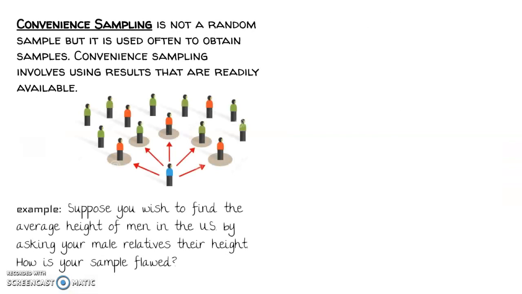Convenience sampling is not a random sample, but it is used often to obtain samples. Convenience sampling involves using results that are readily available. So in this image here, you can see that the person sampling is at the bottom here in blue, and they're just going to go ahead and take this person, this person, this person, this person, and this person as part of their sample because those people are closest to them. She can reach out and shake their hands or tell them, hey, come join my sample. Whereas the people out here in the extremities are not easy for her to get.